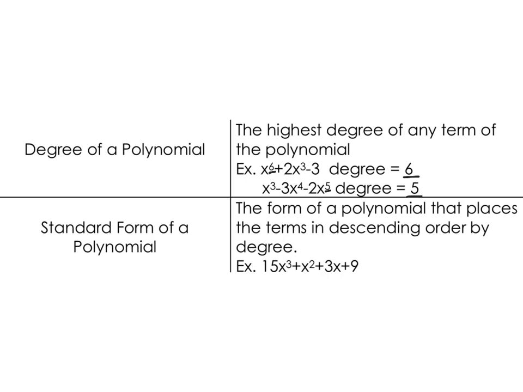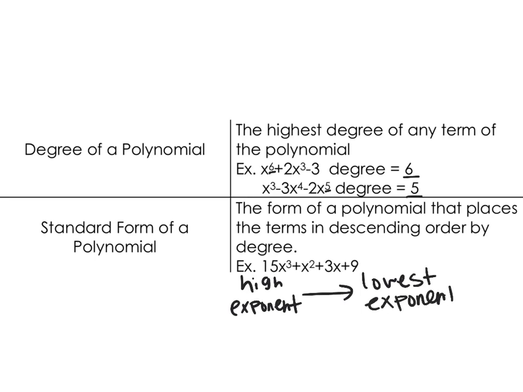And then last vocab that you're going to see a lot, and this one's super important because every single answer you get in this unit should be written in standard form. So standard form is when you put your highest exponent first, and then you put them in order all the way down to the lowest exponent. So make sure that all of your answers are written like this. We have an exponent of 3, 2, an exponent of 1, and then no exponents at all. So it's from highest to lowest.